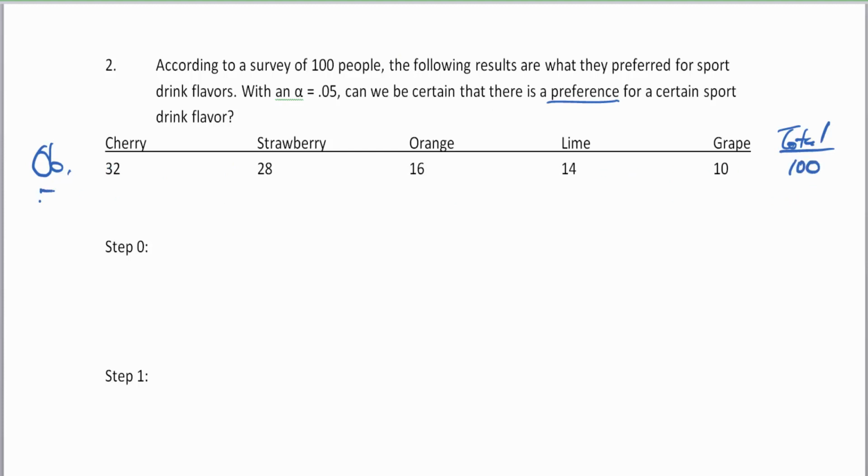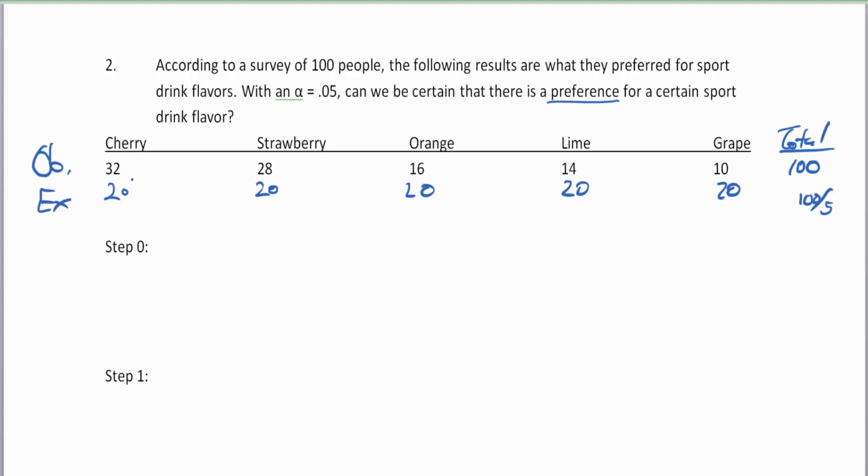Which means that if you're expecting no preference, then what you need to do is take your 100 and divide it by the number of categories. In this case, the categories, again, are 5. Don't always assume your categories are going to be equal to 5. It's just nice this way because it usually turns out to be some good whole numbers. So that means each of these is going to be 20. Okay, so we have 20 5 times.